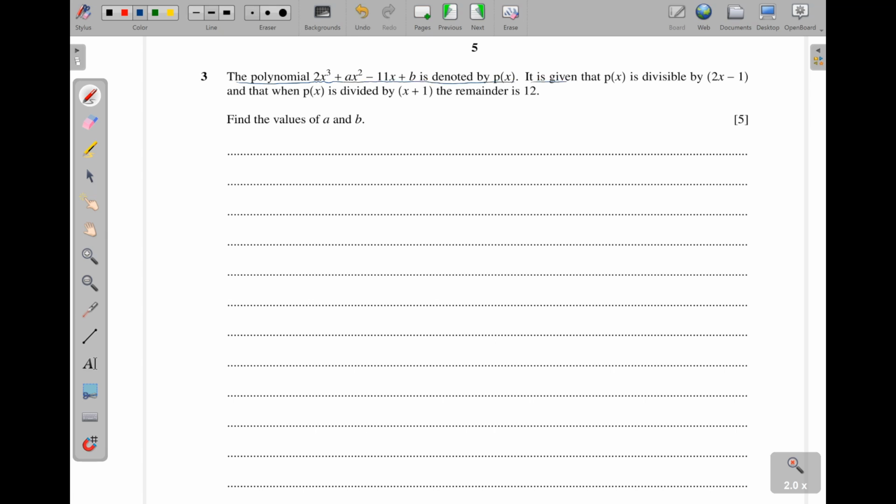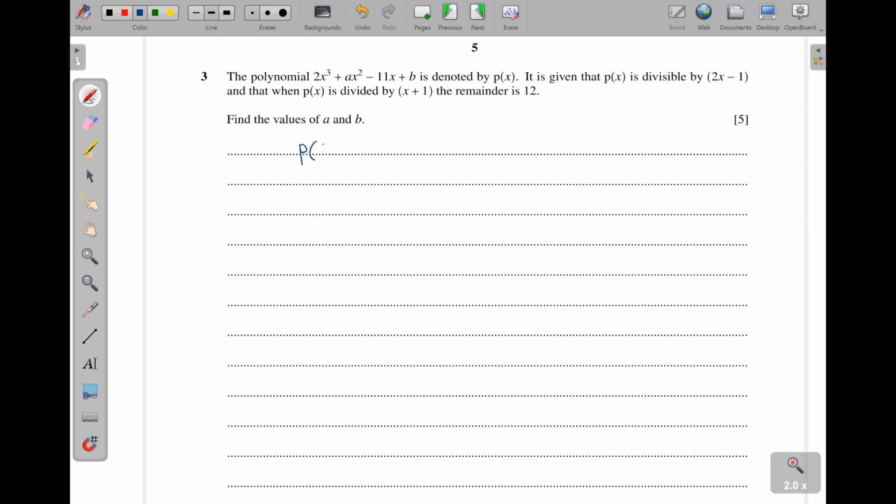Question 3, the polynomial 2x cubed plus ax squared minus 11x plus b is denoted by p of x. It is given that p of x is divisible by 2x minus 1, and that when p of x is divided by x plus 1, the remainder is 12. Find the values of a and b. So I'm going to use the factor remainder theorem.